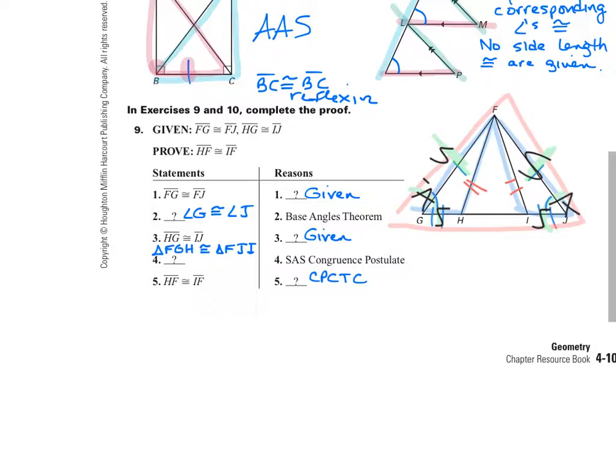All right, everybody good on this proof? Let's go to the next. So this is the homework from lesson 4-8.